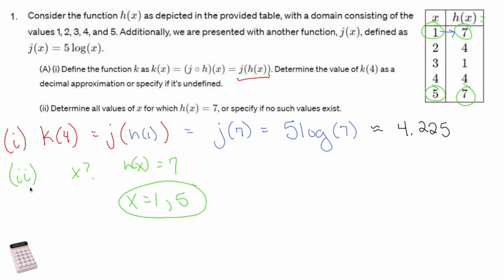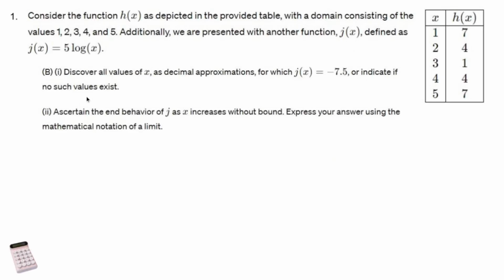Okay, so no calculator. This one was one of the simpler ones, so I'll definitely take it. Okay, problems 1 and 2 of part A complete. Now let's take a look at problems 1 and 2 of B. Consider the function h, it's the same thing, I don't know why I'm reading it. Discover all the values of x as decimal approximations for which j of x equals negative 7.5, or indicate if no such values exist. So this is me taking the j guy and replacing j of x with negative 7.5.